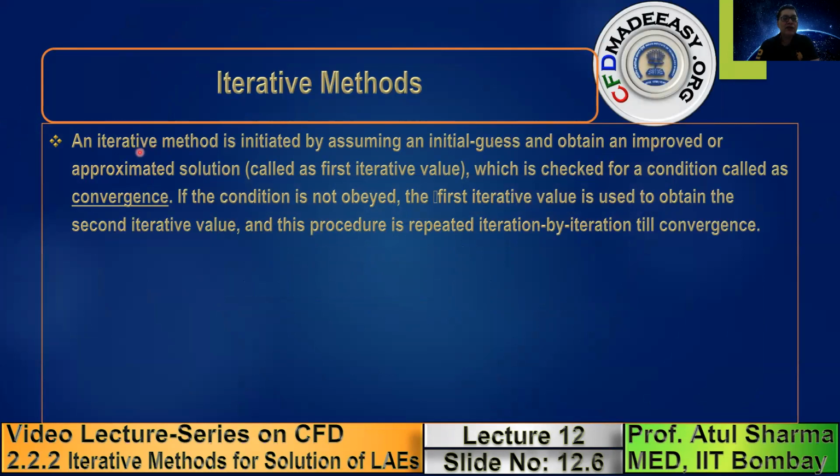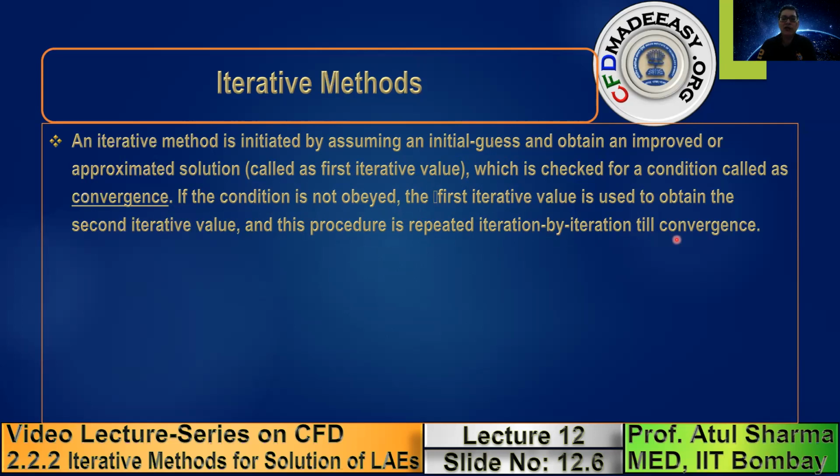The general definition of any iterative method is presented here. When you consider any iterative method, it is initiated by assuming an initial guess, and we obtain an improved or approximate solution which we call the first iterative value, which is checked for a condition called convergence. If the condition is not obeyed, the first iterative value becomes the second iterative value, and this procedure continues iteration by iteration till convergence. So the stopping criterion for any iterative method is that it has to follow a condition which is called convergence.